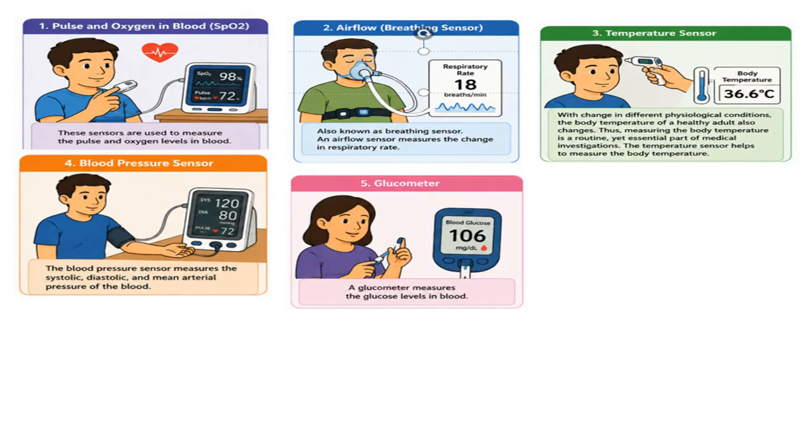Then the next sensor is the glucometer, which is a device used to measure the glucose level in a person's blood, and it is widely used by diabetic patients to monitor their blood sugar levels regularly. Maintaining proper glucose levels is very essential to prevent complications such as nerve damage, kidney disease, and cardiovascular problems. Modern smart glucometers can connect to healthcare IoT platforms and automatically share the readings with the healthcare providers. This enables continuous monitoring and personalized treatment recommendations.